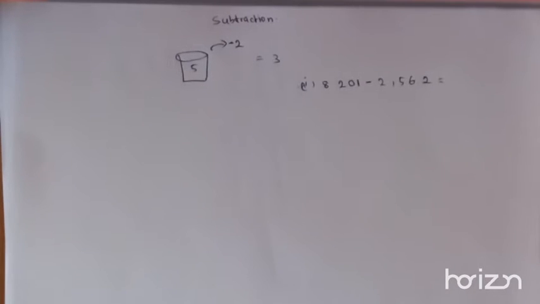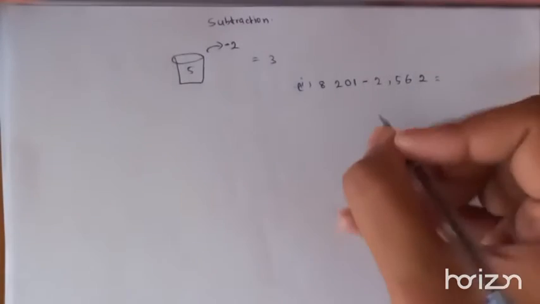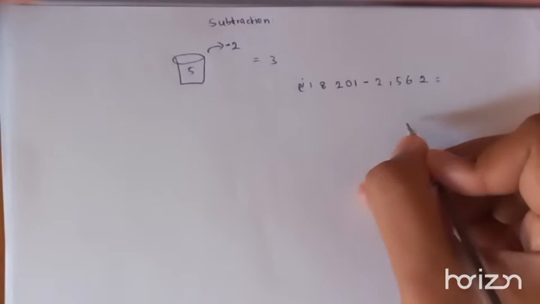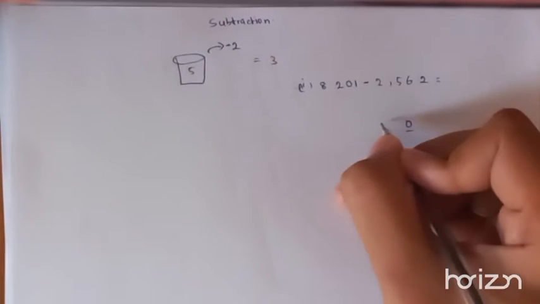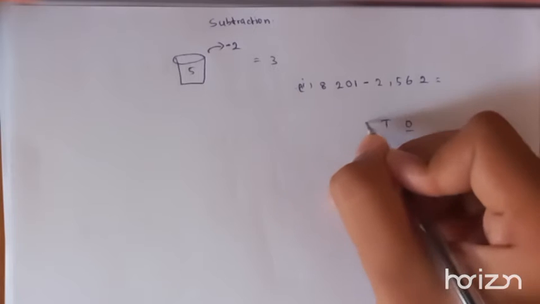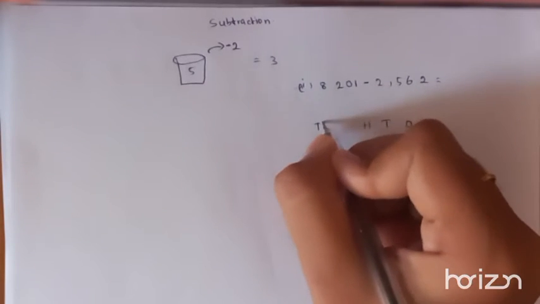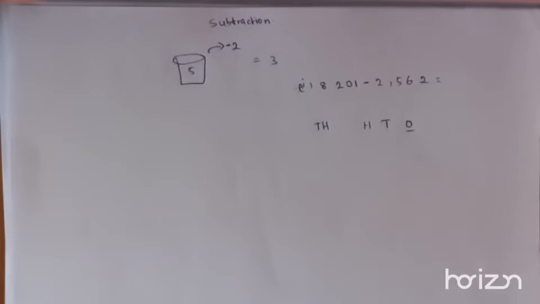What is meant by the column method in its name itself is that we see the columns in the column method subtraction. That is the place value columns. So we will be having ones, tens, hundreds, and we will also be having the thousands column.